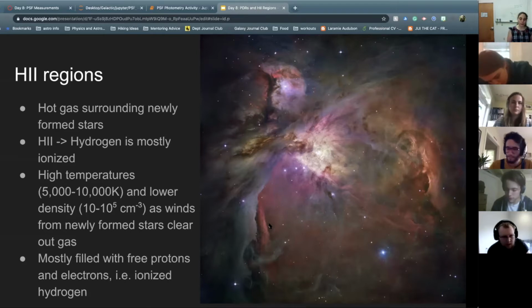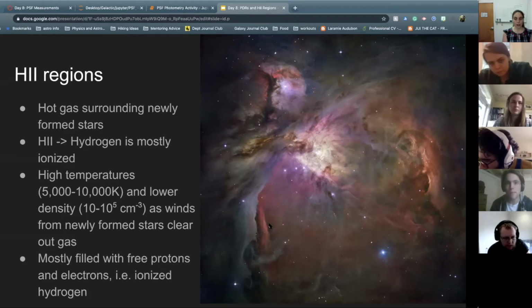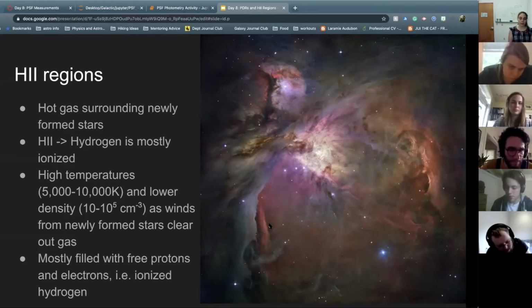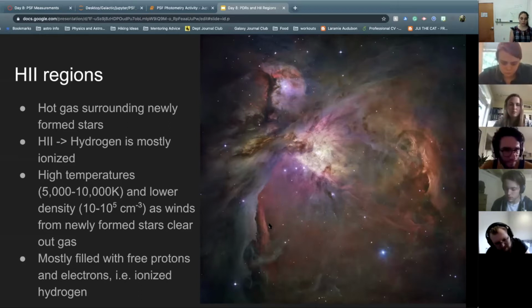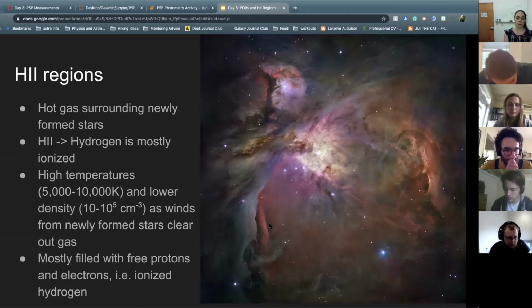H2 regions are mostly filled with protons and electrons, i.e. ionized hydrogen. There will be some other gases, some carbon, some oxygen, some nitrogen, but for the most part, our universe is made up of hydrogen with a little bit of helium, so most of the gas in an H2 region will be hydrogen. All of that will be ionized, so it will be mostly protons and electrons.